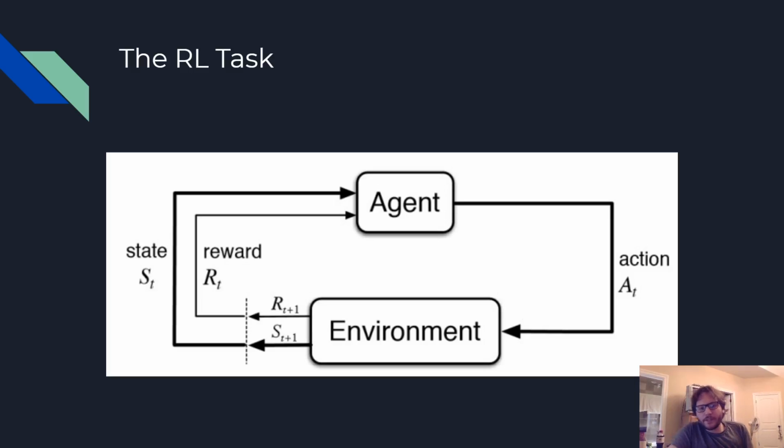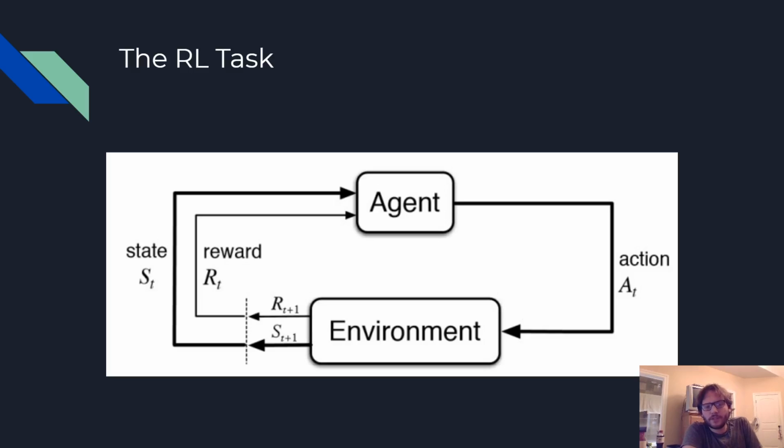So this little diagram here is probably the quintessential diagram for reinforcement learning. We have an agent. That agent outputs an action. The action goes into the environment and changes the environment. And the environment then outputs both a state, which is going to be fed back into the agent, and a reward that is also going to be given to the agent.